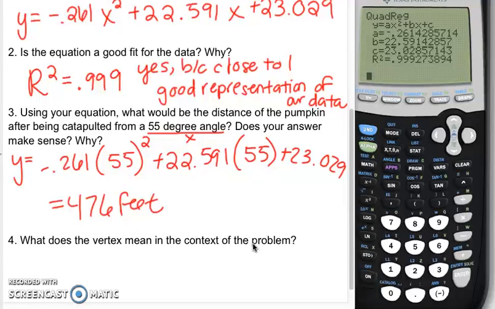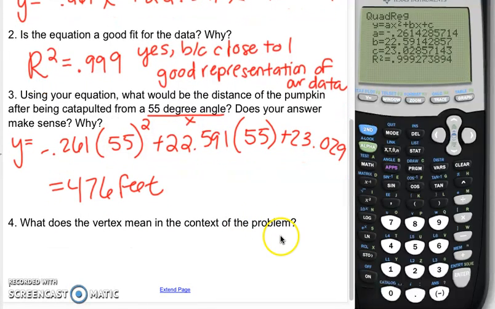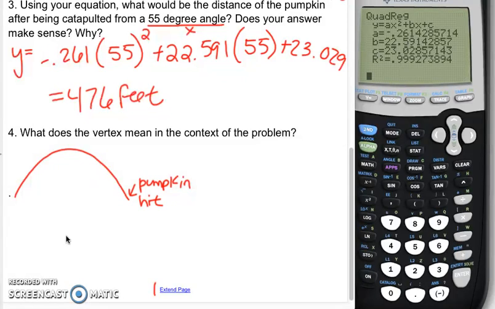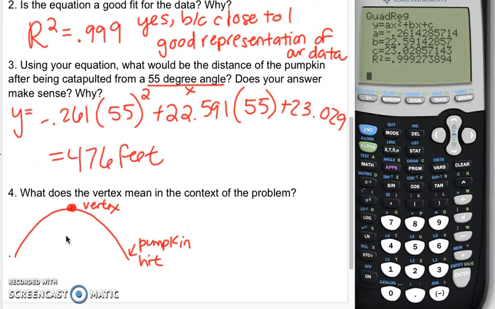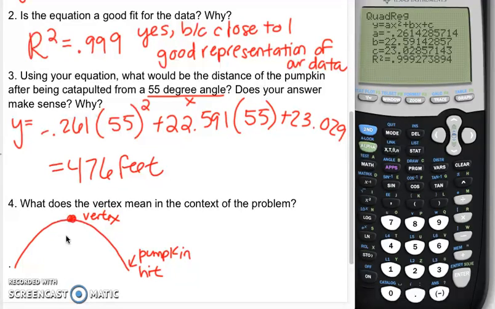Okay. All right. Last question, what does the vertex mean in the context of a problem? So remember, if you're launching pumpkins, this is going to be where the pumpkin hit. And my max is going to be somewhere up here, which is called my vertex. Okay? So what does the vertex mean in the context of the problem? That's going to be where the pumpkin reaches its maximum height. So the point where the pumpkin reaches its maximum height.